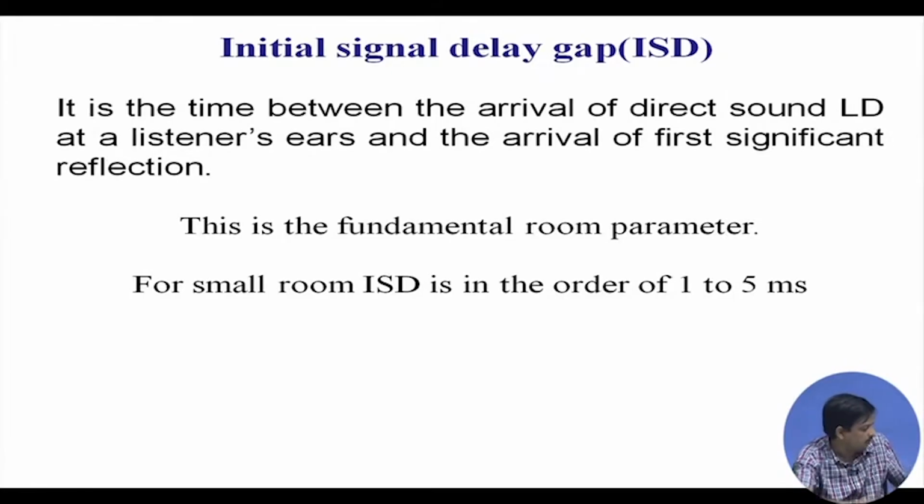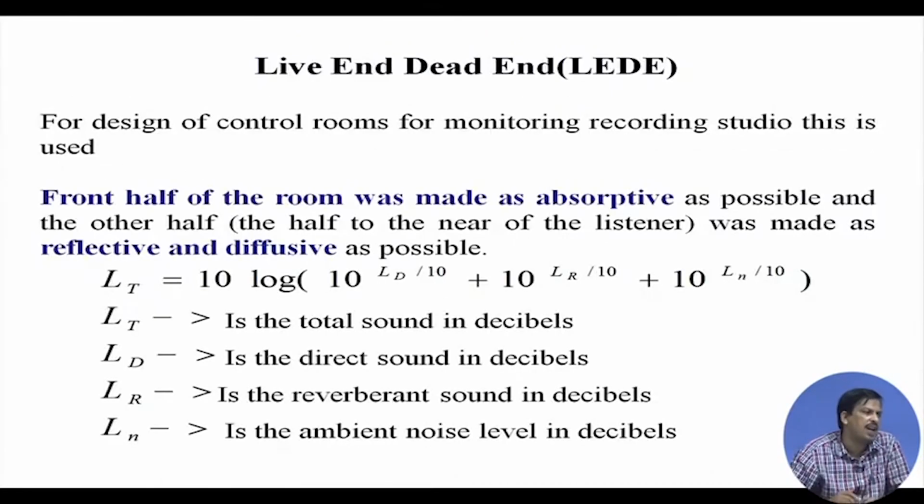Okay. Now, there is another parameter, live end and dead end. For a small room, this parameter is very much useful. Live end and dead end. For design of a control room for monitoring in a recording studio, this is used. So, the front half of the room is made as absorptive as possible and the other half is made reflective and diffusive. So, in a small room, the front half is absorptive and the other half is reflective.